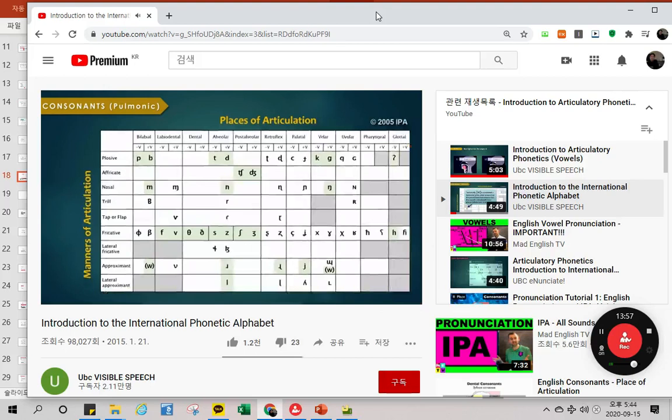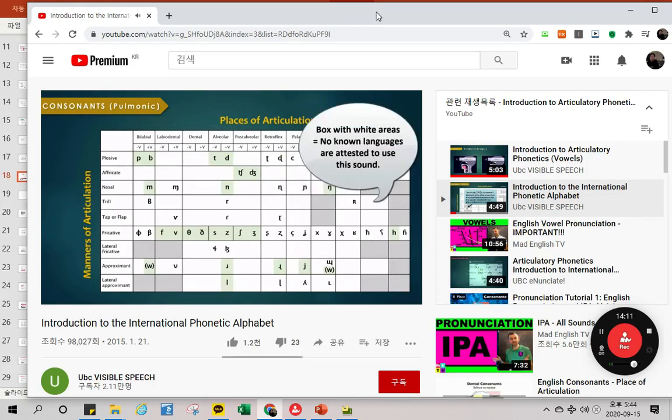You may also notice that some boxes are empty, with either white or gray space. If it's gray space, it actually means that those sounds are judged anatomically impossible to produce, whereas the boxes with just white space mean that there are no known languages that are attested to use that sound.